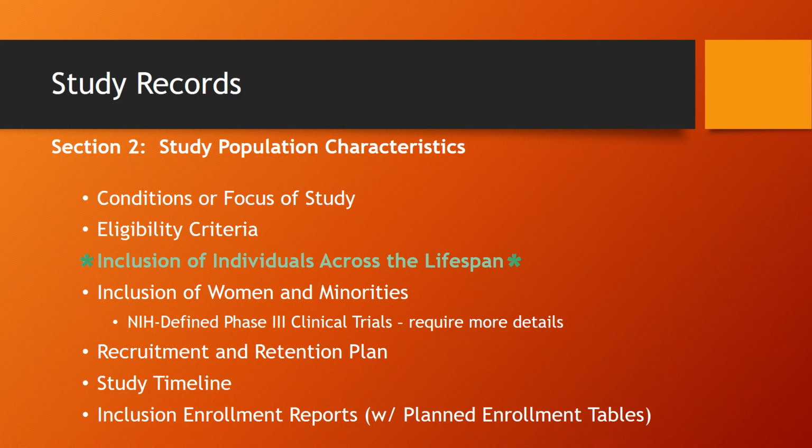You have to write, this is another attachment, the recruitment and retention plan, and then another attachment, the study timeline. And then finally, the inclusion enrollment reports. So this is your planned enrollment tables. So in here you are indicating your plan for enrolling both males and females, and for people across racial and ethnic groupings.